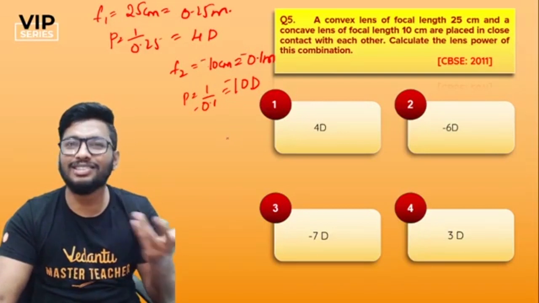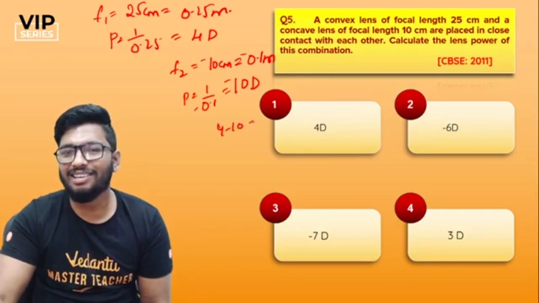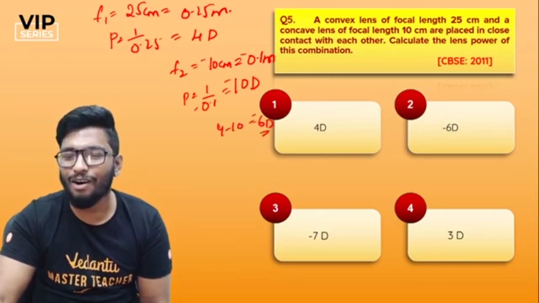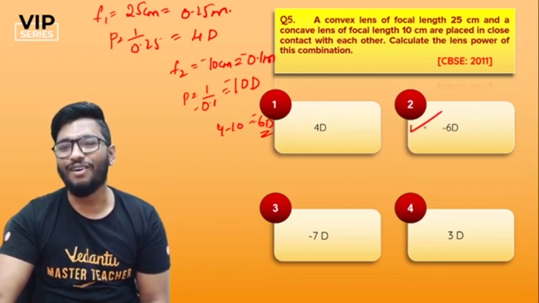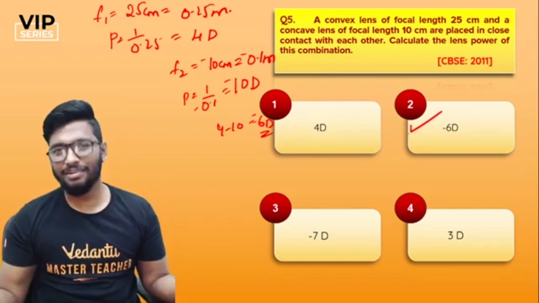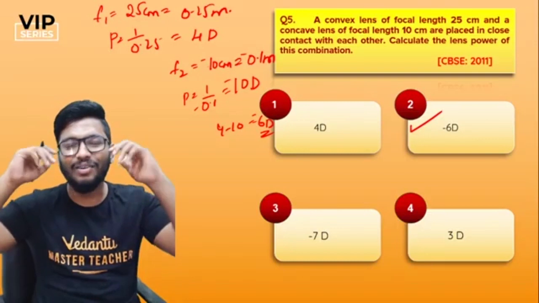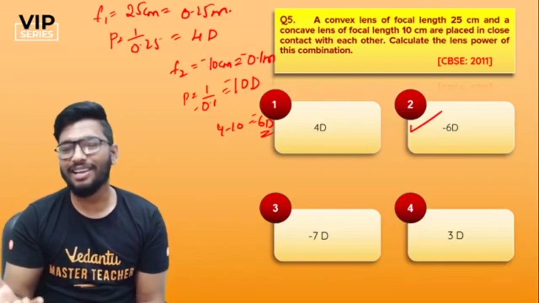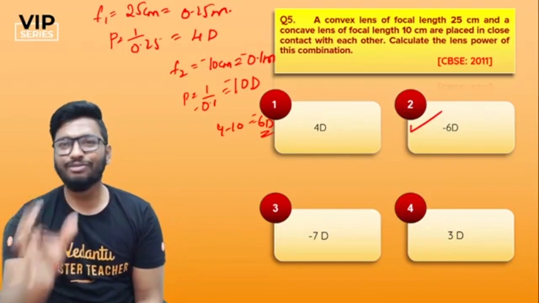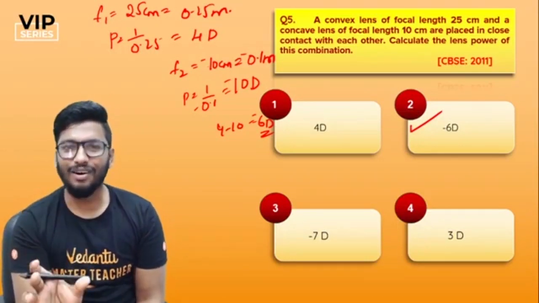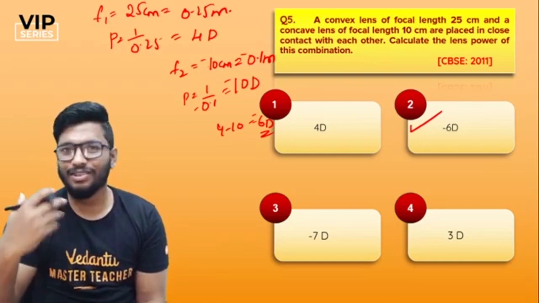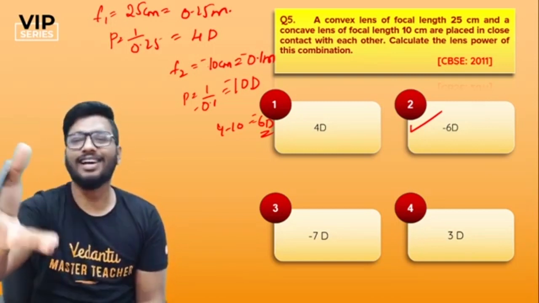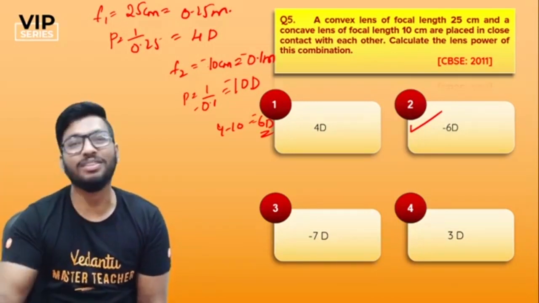So if you combine both the lenses, what are you going to get? 4 minus 10, which is minus 6 diopter. That would be the answer for this question. Simple. That's all. How hard was that, people? 2011 board exam. How hard was that question? That's what I'm telling you guys. Again, don't worry too much. Just focus on understanding the concept, and everything else will just fall into place. So that is the answer, guys. Minus 6 diopter.